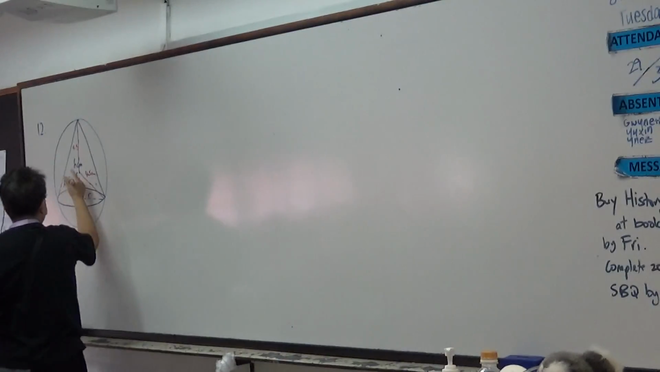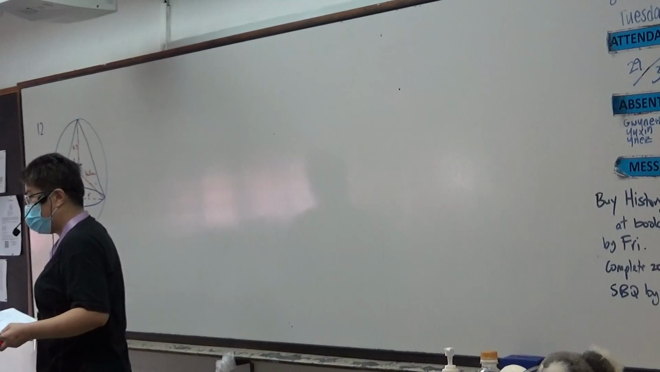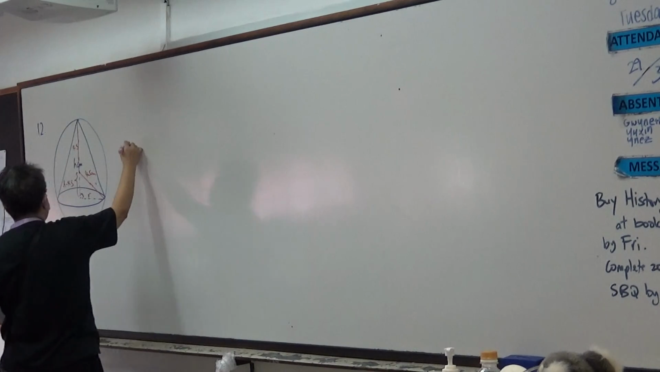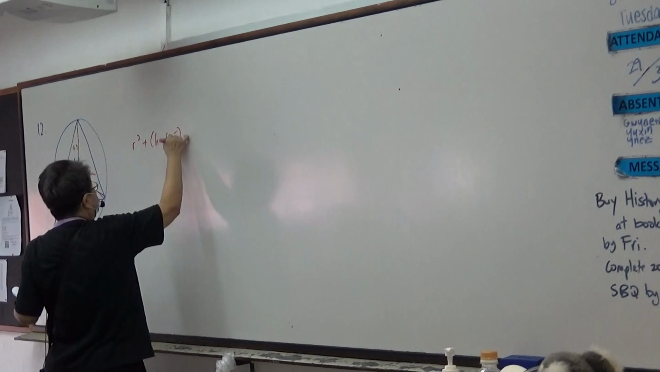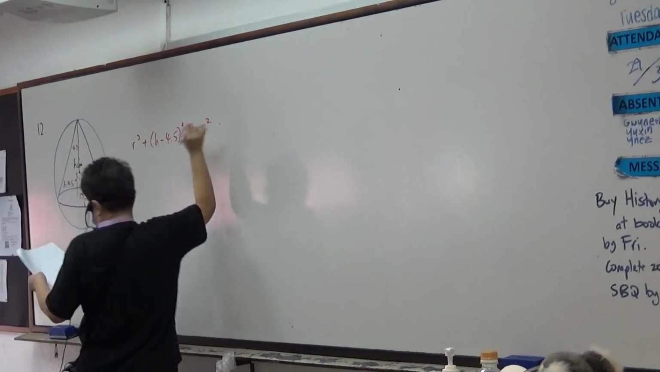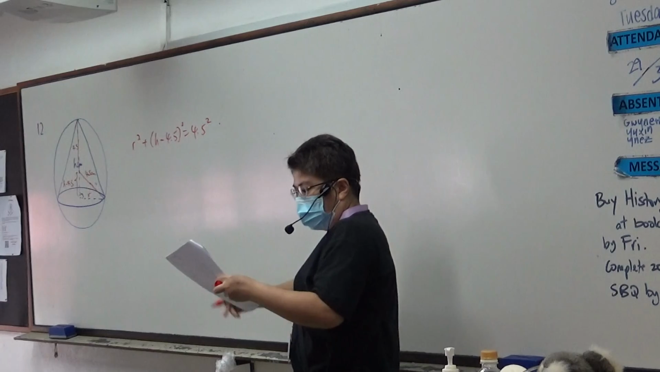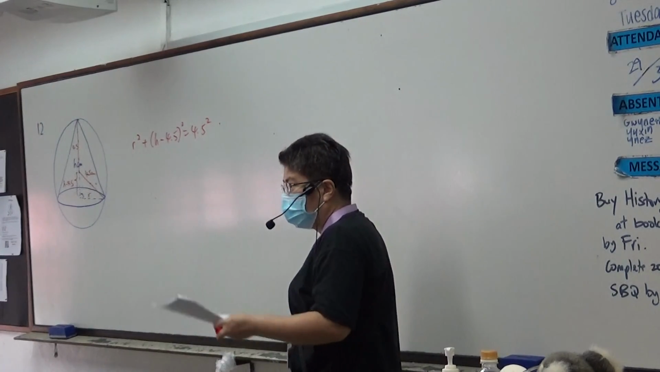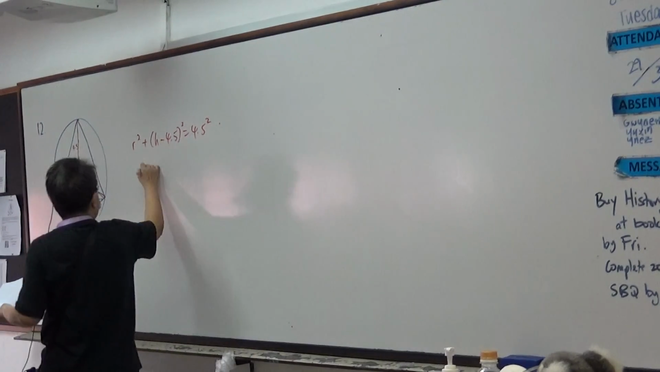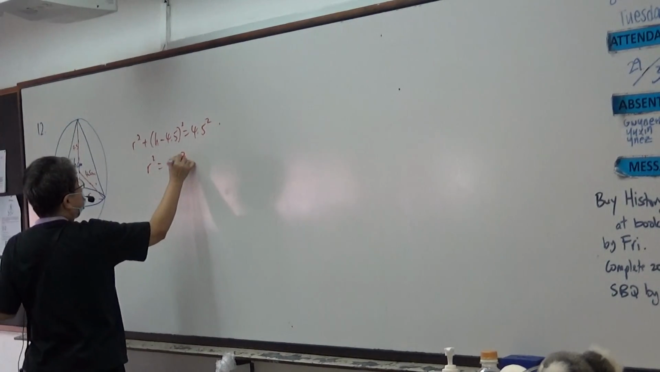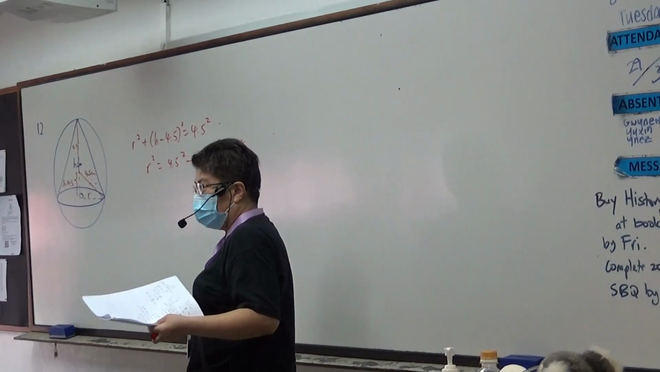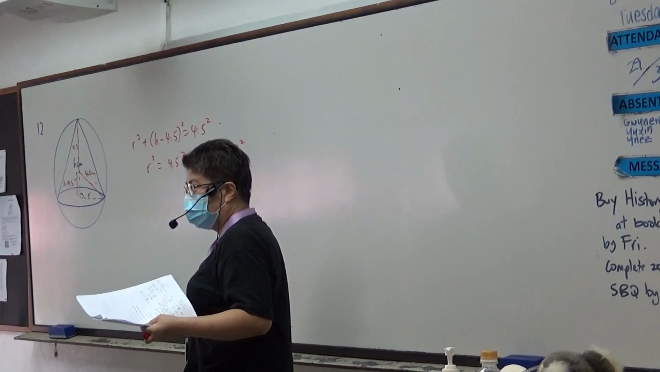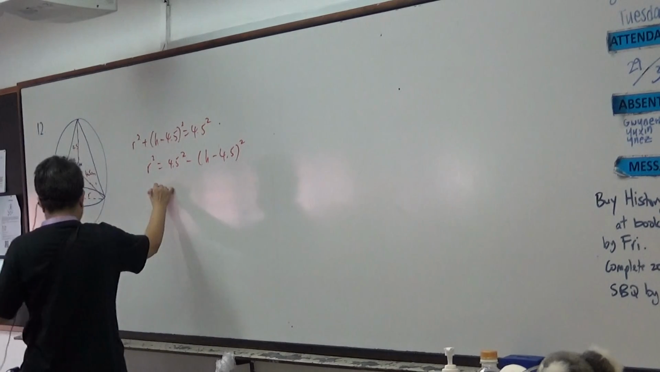You cannot do anything. What do you think is my purpose of doing this? Use what? Pythagoras theorem. Very good. So I have r squared plus (h minus 4.5) squared equals 4.5 squared. Agree? So r squared is actually 4.5 squared minus (h minus 4.5) squared. I'll bring it to the other side.